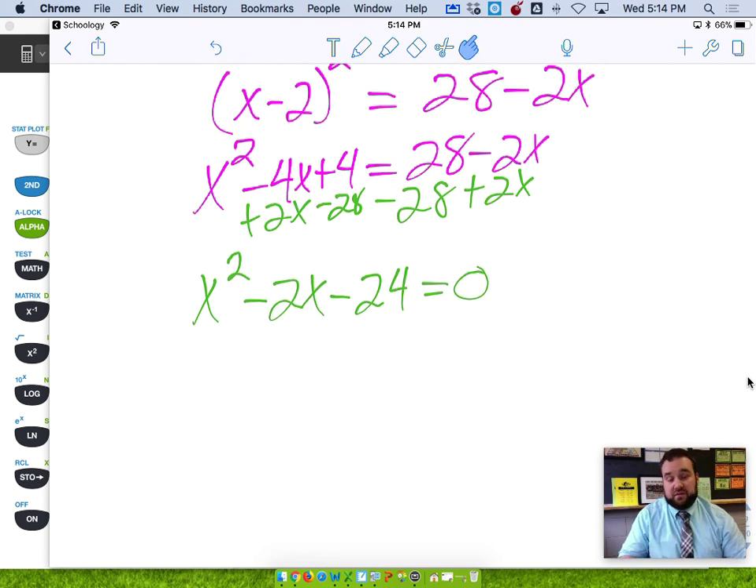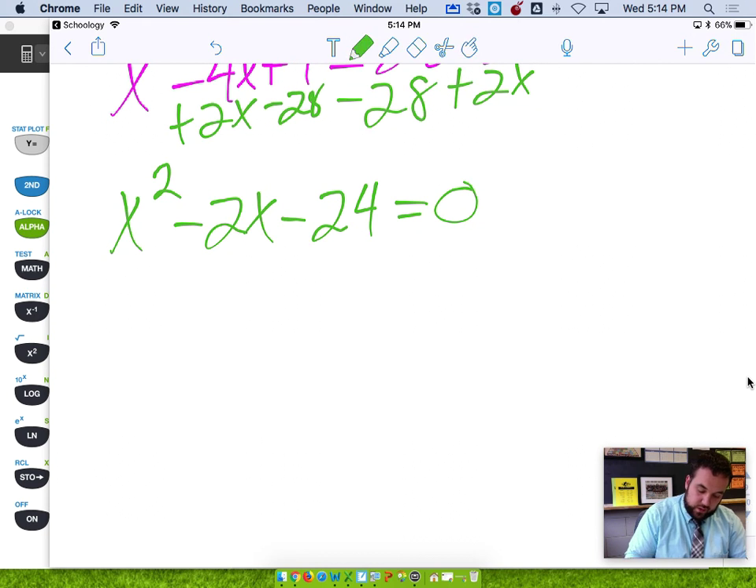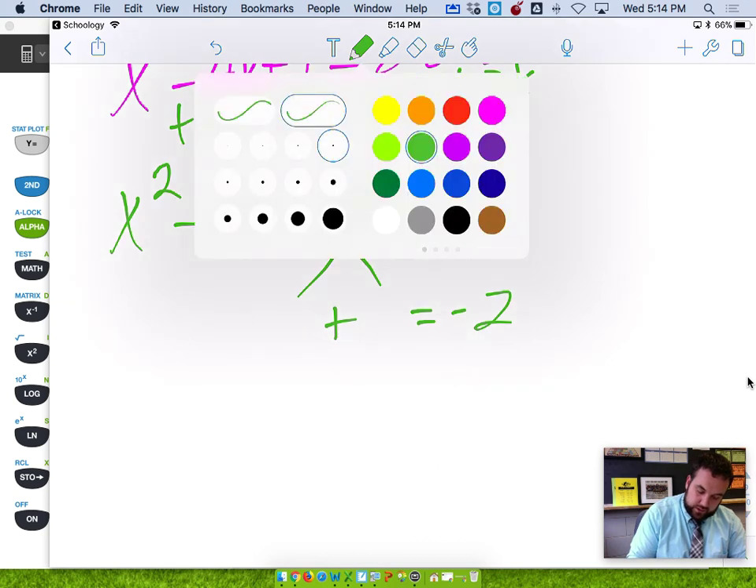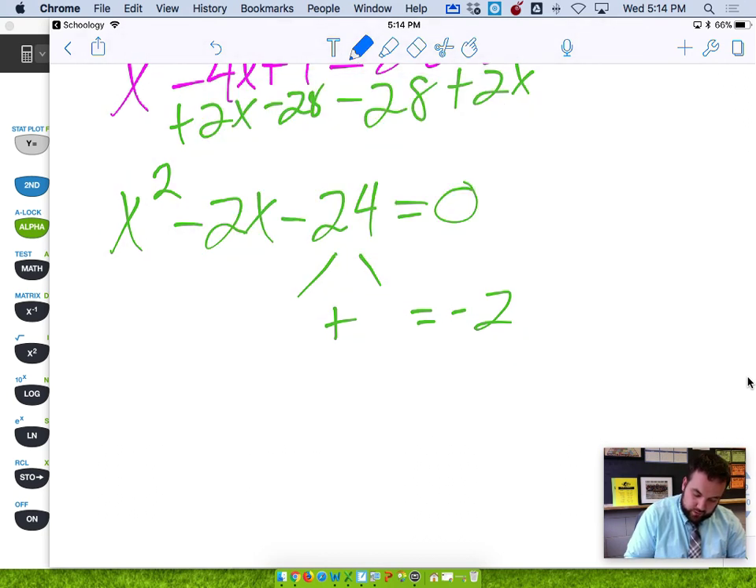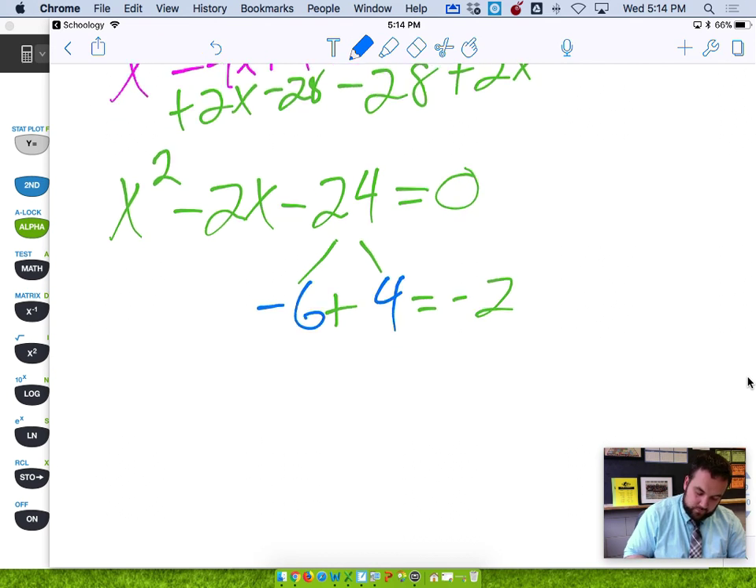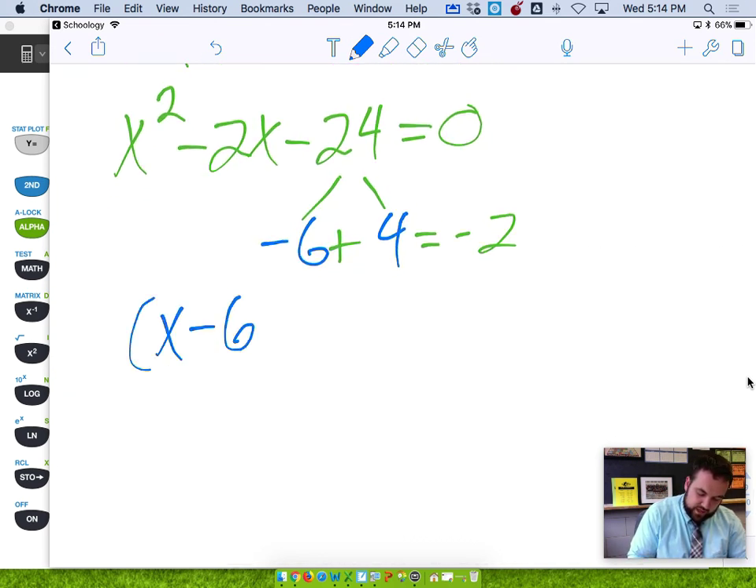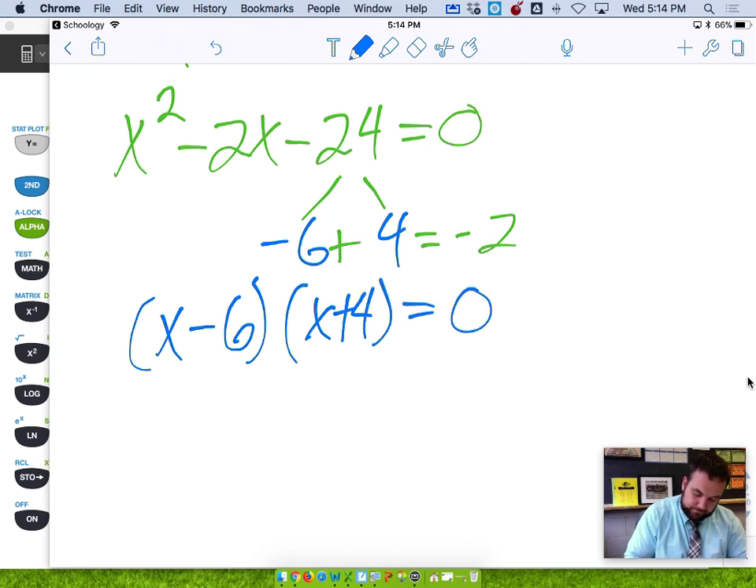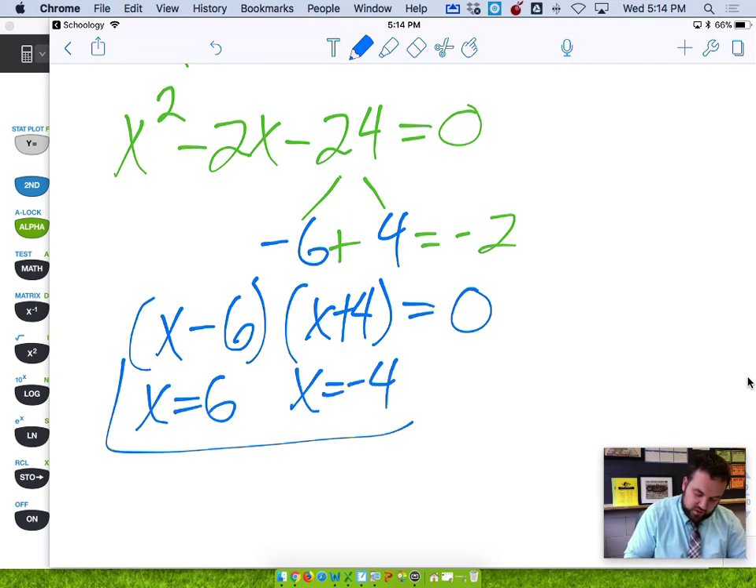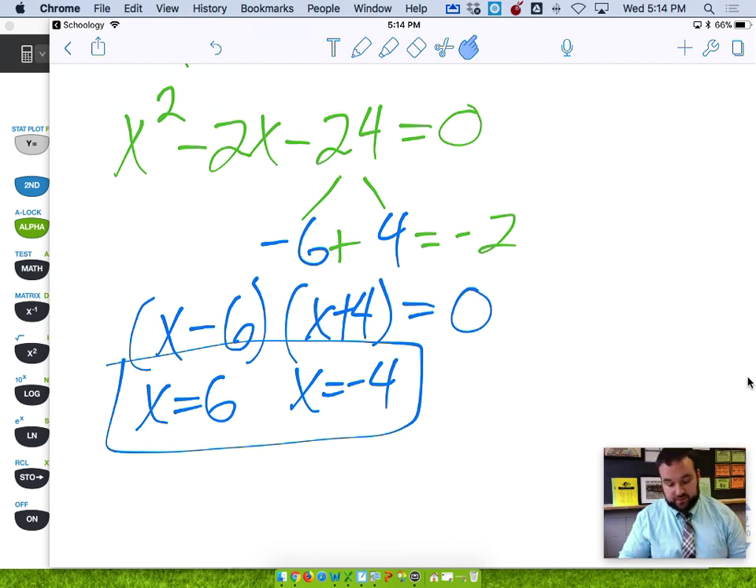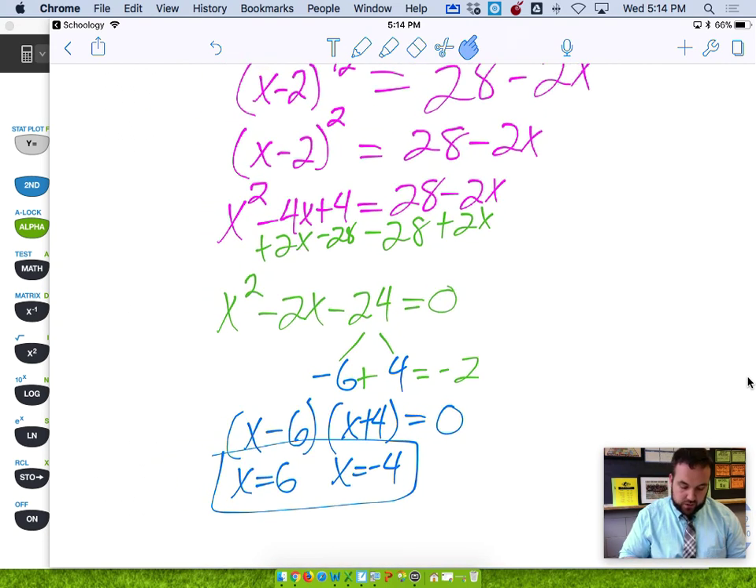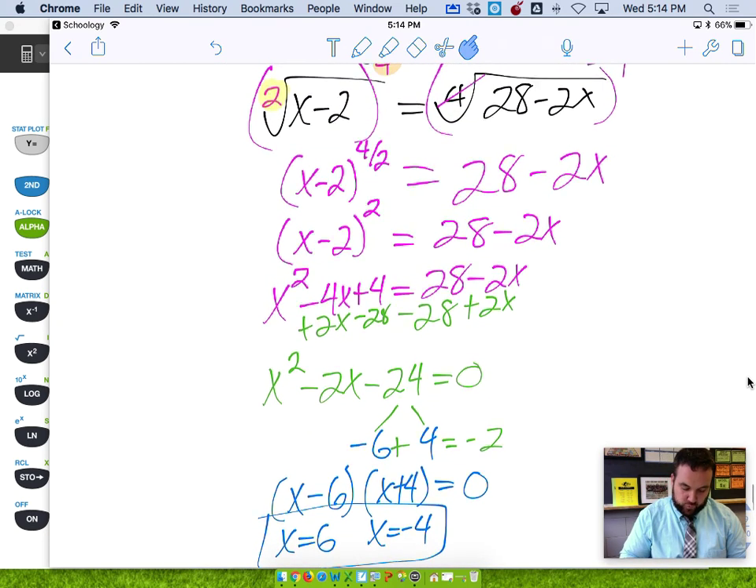And so now, again, I do have to factor. I need to find numbers that multiply to negative 24 but add up to negative 2. Okay. And that's going to be negative 6 and positive 4. So that means the factored version of this will be x minus 6 times x plus 4 equals 0. Okay. x is equal to positive 6 and x is equal to negative 4. These are my 2 solutions that are eligible to be solutions, but I still have to check them to see if they're extraneous. So positive 6 and negative 4 is what I need to check.